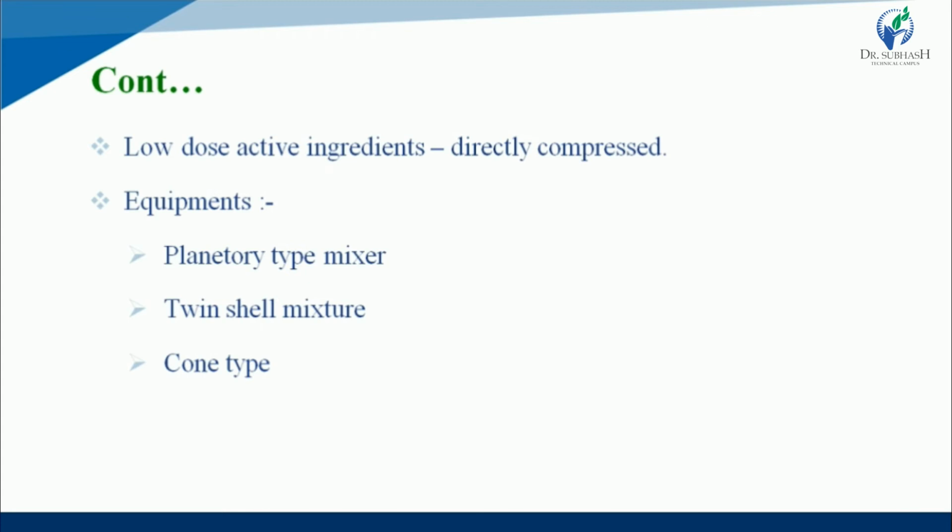Equipment that is used for blending purpose or mixing purpose. First one is planetary mixer, second one is twin shell blender, and cone type mixer. These three mixers are most widely used for uniform mixing or blending purpose.